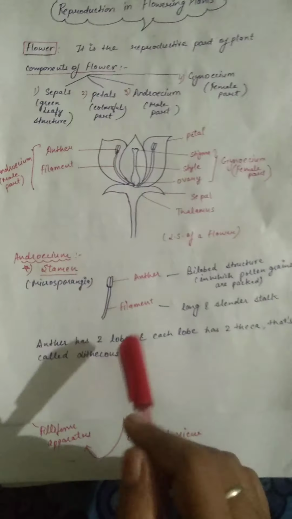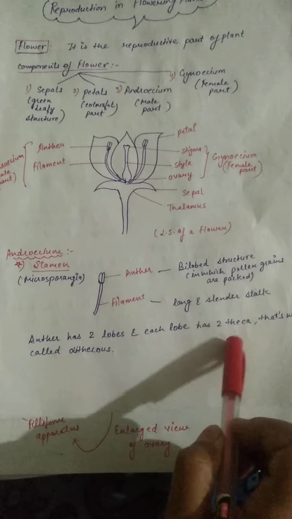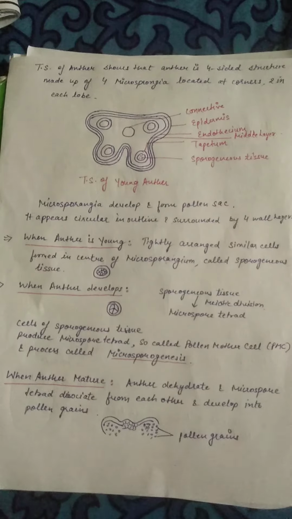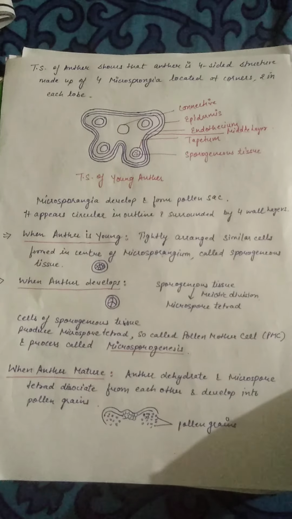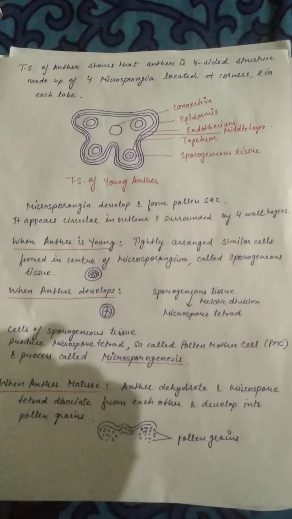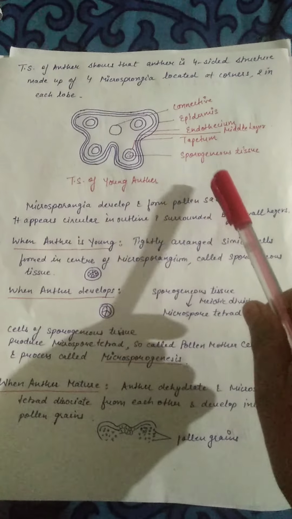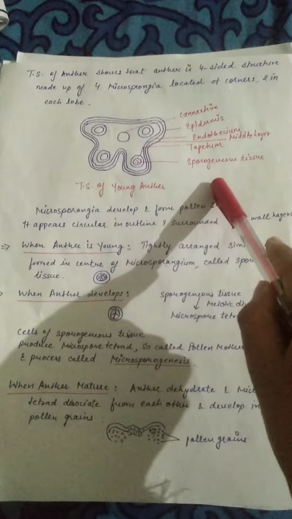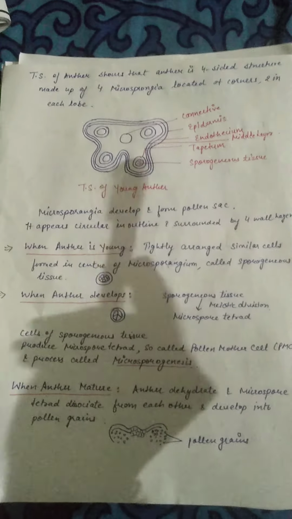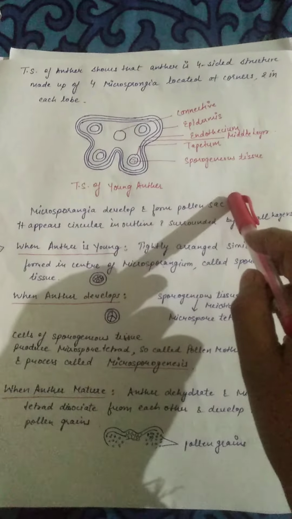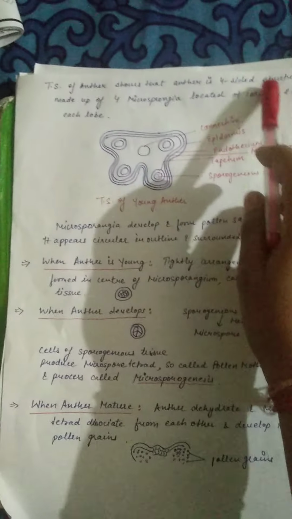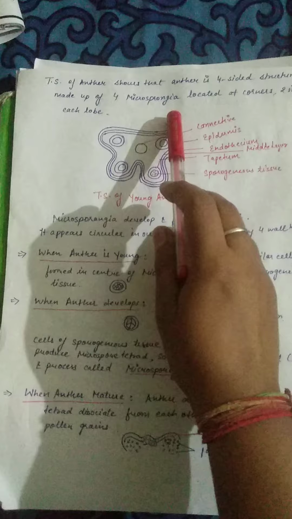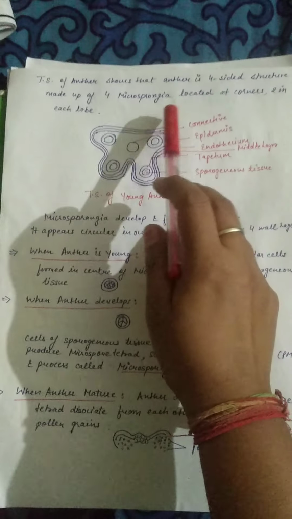Anther has two lobes and each lobe has two theca. Theca means layer. That's why it is called dithecous. Now I am describing the transverse section of the anther. It appears circular in outline, but if we see the transverse section, it shows a four-sided structure. It is made up of four microsporangia located at the corners in each lobe.